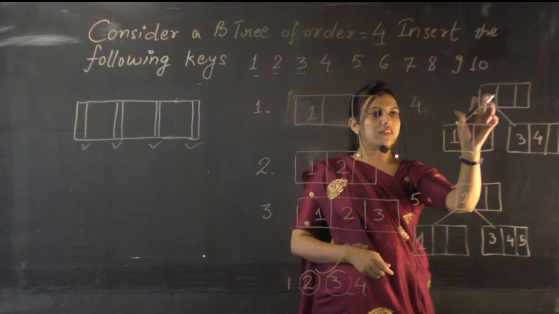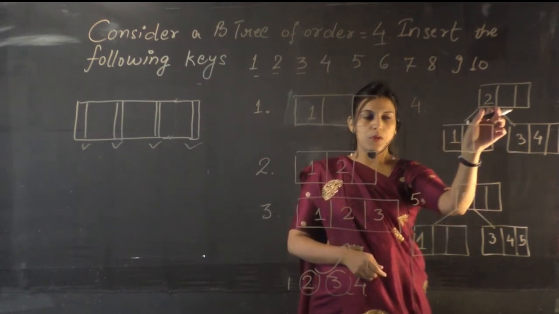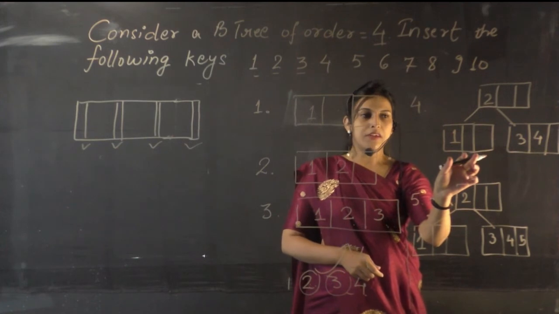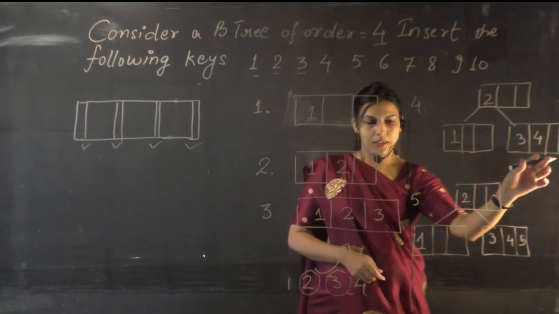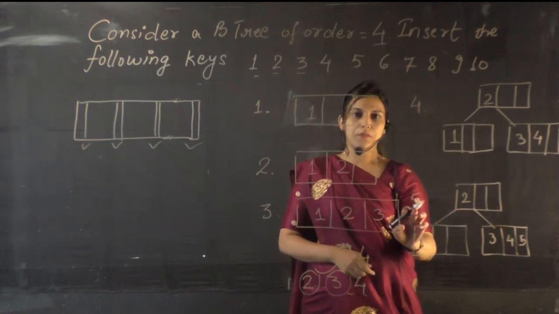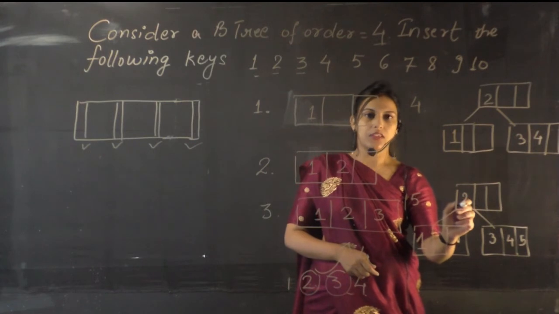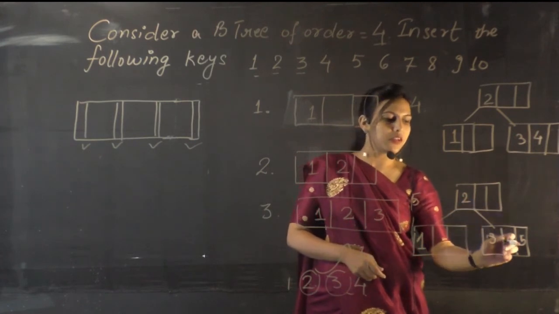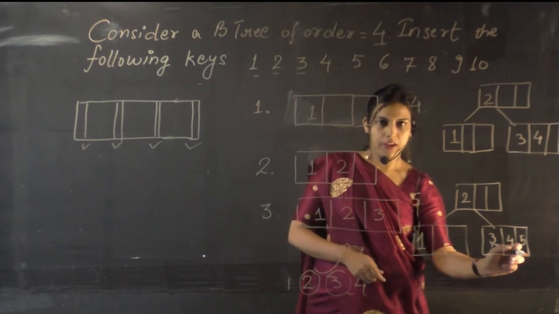So now in this B tree you can see the value of root is 2. The left side elements are smaller than 2 and the right side elements are greater than 2. In next step, fifth element got inserted. So now 5 is greater than 2. So 5 will be inserted at the right side of the root. So here we inserted 5 also.